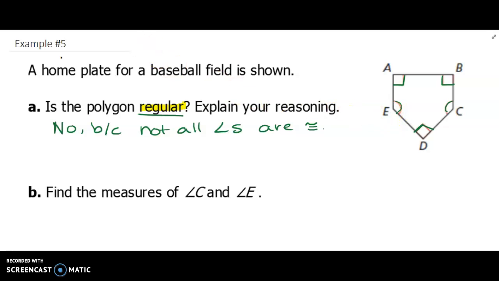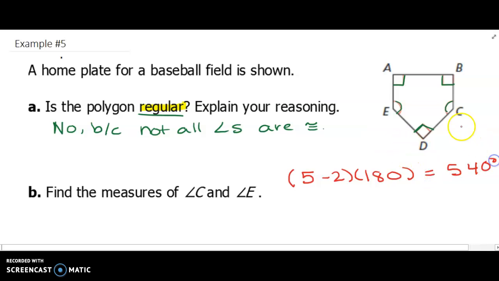All right, so B says find the measures of angle C and angle E. The first thing we need to do is find the sum of the measures of all the interior angles of a pentagon, because this is a pentagon. So to do that, we would do n minus 2 times 180. Our n is 5. So 3 times 180 gives us 540 degrees. So if I add all of these up, it would equal 540 degrees.